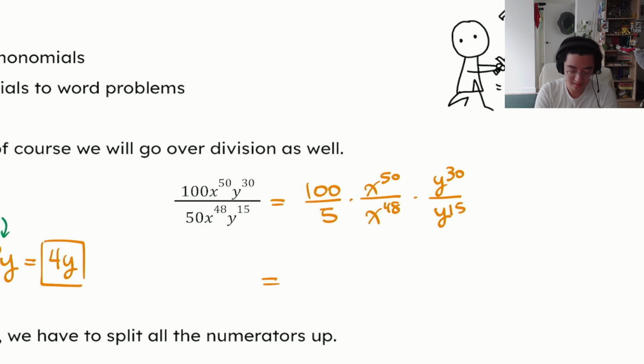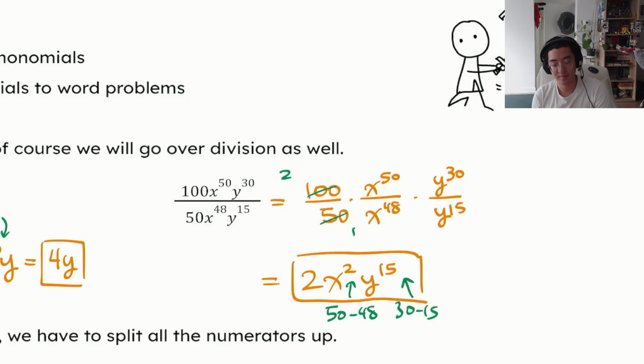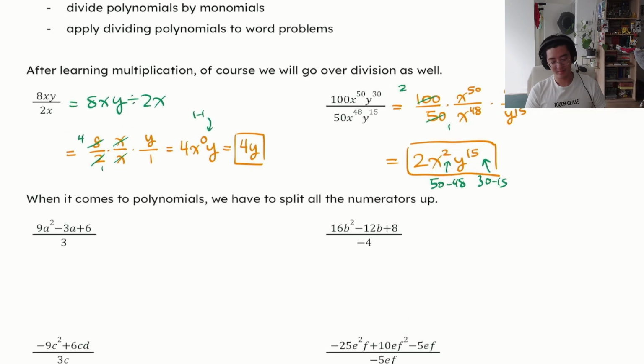Okay, so once again, let's see. 100 over, oh, why is it 5? It should be 50 here. 100 over 50. Both of those are divisible by 50, just 2 over 1. Or think of it as just 100 divided by 50, which is 2. Next, x to the 50 divided by x to the 48. If you remember the exponent law, it's just 50 minus 48. And lastly, y to the power of 15. Again, exponent laws, exponent of 30 minus 15. Just like that. Okay, so let's give it a shot.